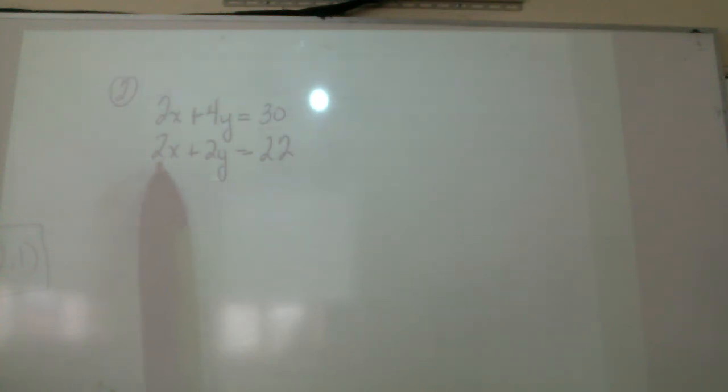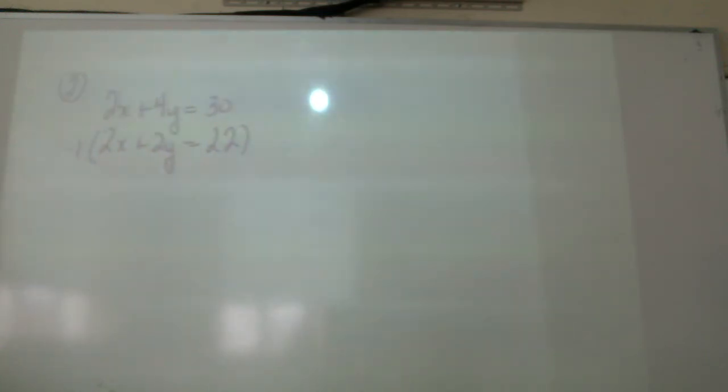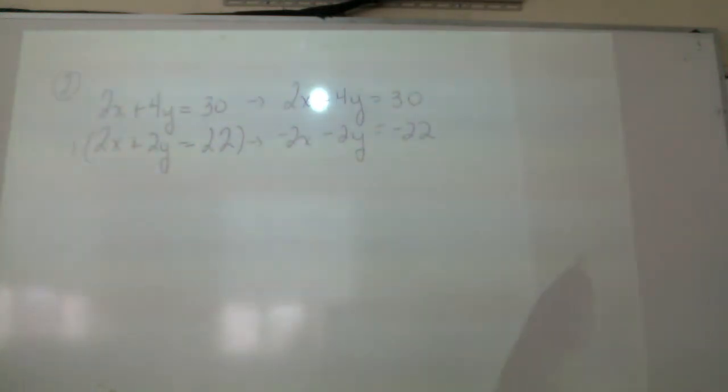So in order to make this a negative, I can't just make it a negative and say, okay, I'm done. You have to take that entire equation and multiply through by a -1. So what I'm going to do is just rewrite this one. I'm not going to do anything with that. This becomes -2x minus 2y is equal to -22.